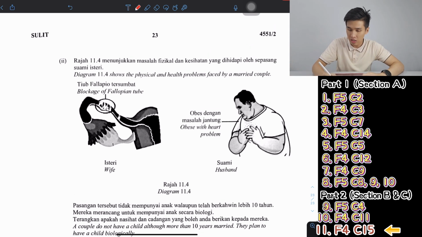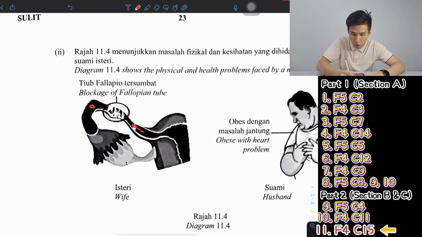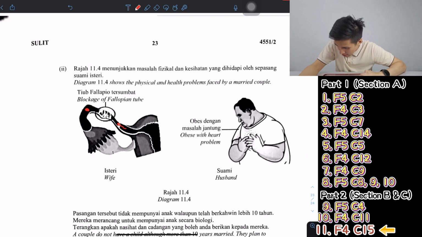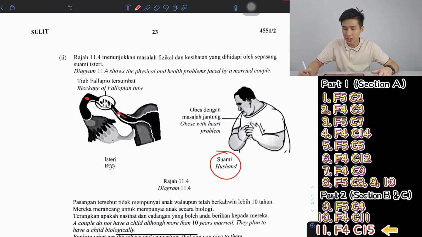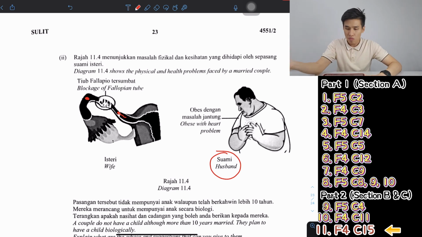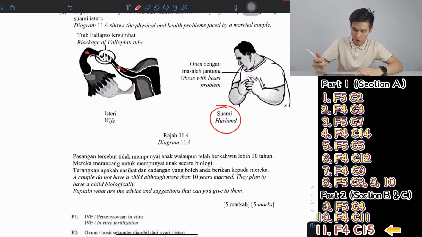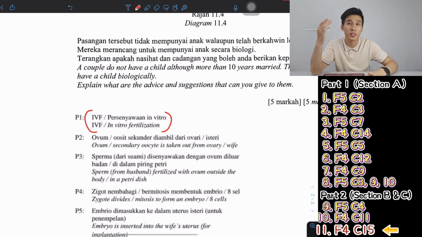Okay, so you can see here they show you the problem: the female has a blockage of the fallopian tubes, meaning the sperm is unable to go and find the ovum to carry out fertilization. And then here they say the husband has a heart problem, meaning this fellow cannot have an intense sexual intercourse process. So regardless of the problem, the method to overcome it, I'll show the answer here, is IVF, in vitro fertilization.